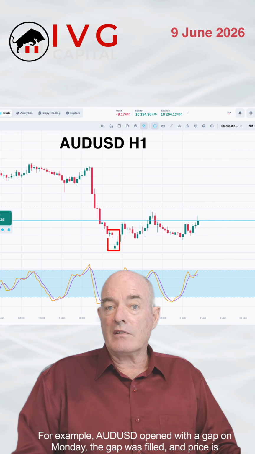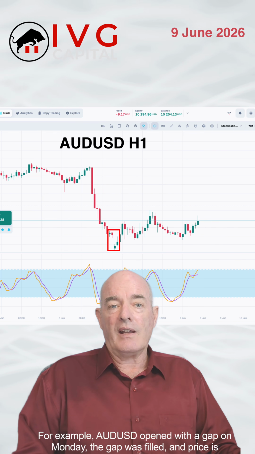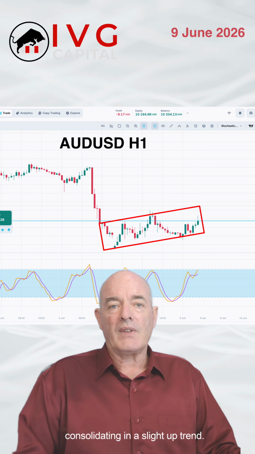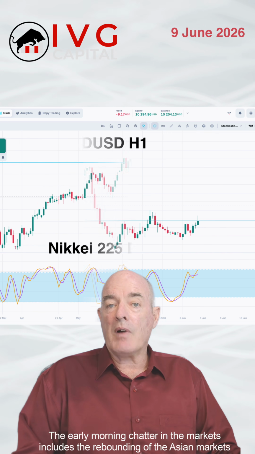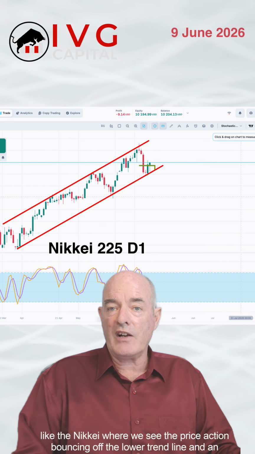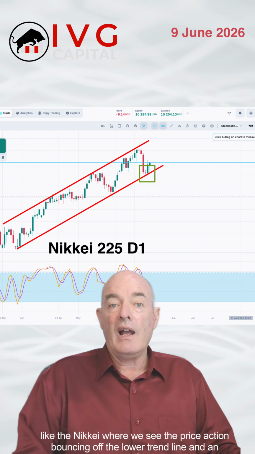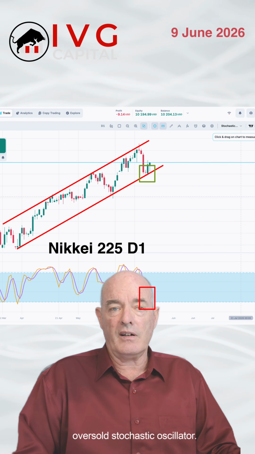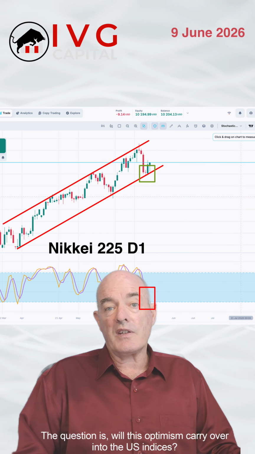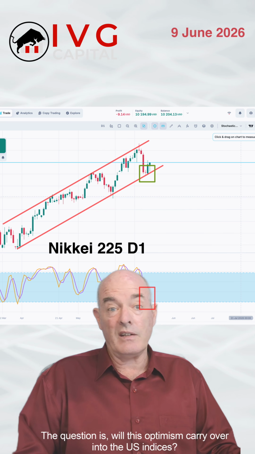For example, Aussie dollar opened with a gap on Monday, the gap was filled, and price is consolidating in a slight uptrend. The early morning chatter in the markets includes the rebounding of the Asian markets like the Nikkei, where we see the price action bouncing off the lower trend line and an oversold stochastic oscillator. Basically, investors bought the dip. The question is, will this optimism carry over into the US indices?